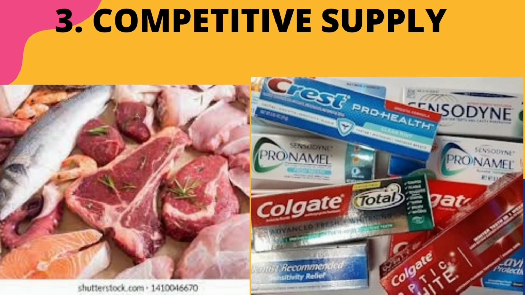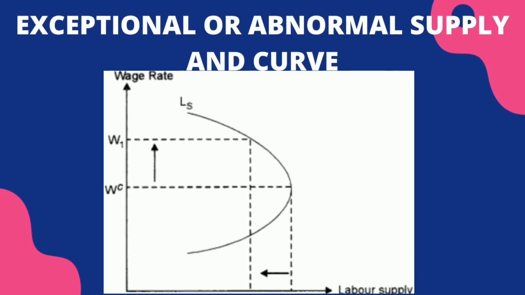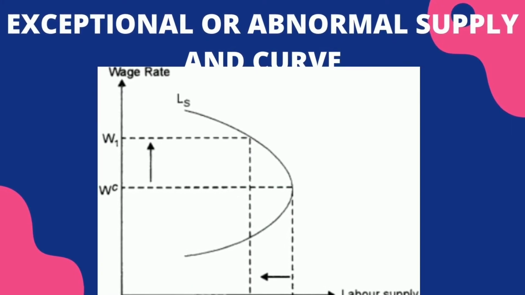3. Competitive supply. Supply is said to be competitive when many commodities are supplied for the satisfaction of a particular want. These different goods that are required to satisfy this particular want are said to be in competitive supply. For example, meat and fish, butter, margarine, etc.